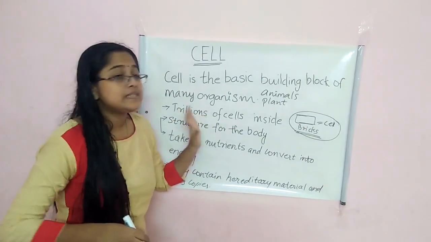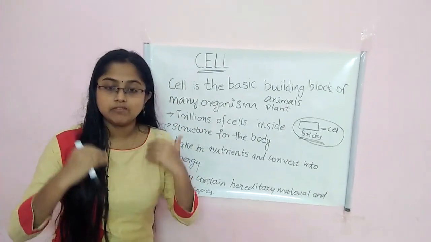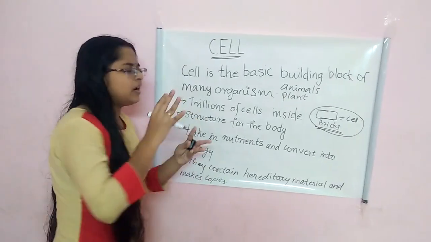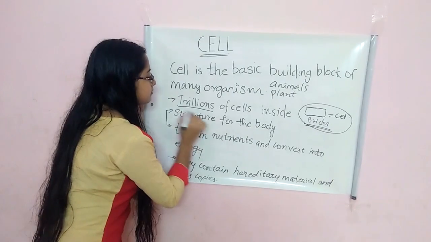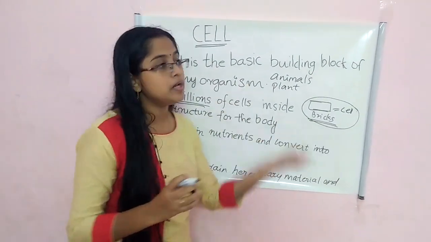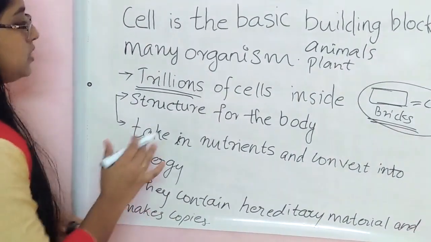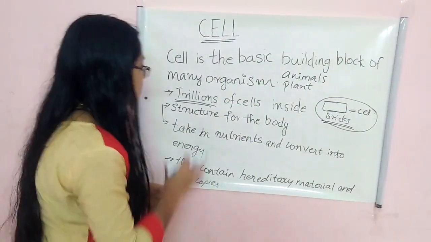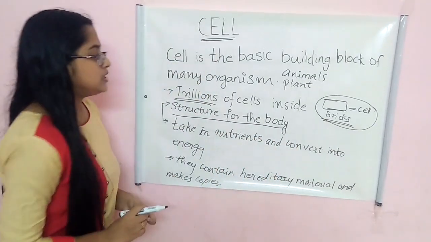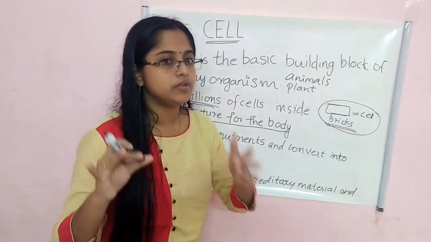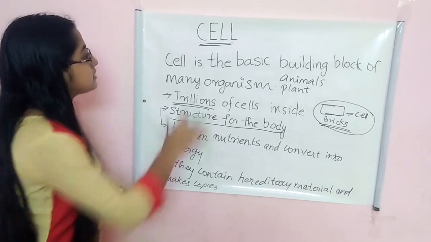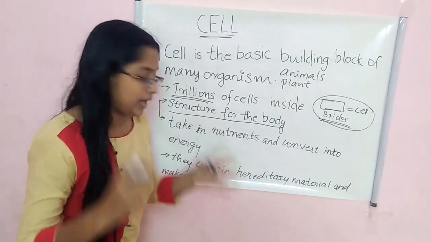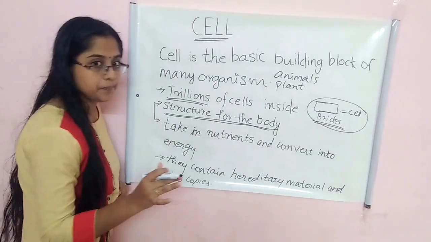There are many specialized cells inside our body. We don't know exactly how many cells are inside the body, but we can estimate the amount to be in the trillions. There are many trillions of cells inside a human body or a plant body. There are many functions of a cell. It gives the structure for the body. Likewise, the bricks give the structure for the house or a flat. Without the cell, there is no perfect structure for an organism.